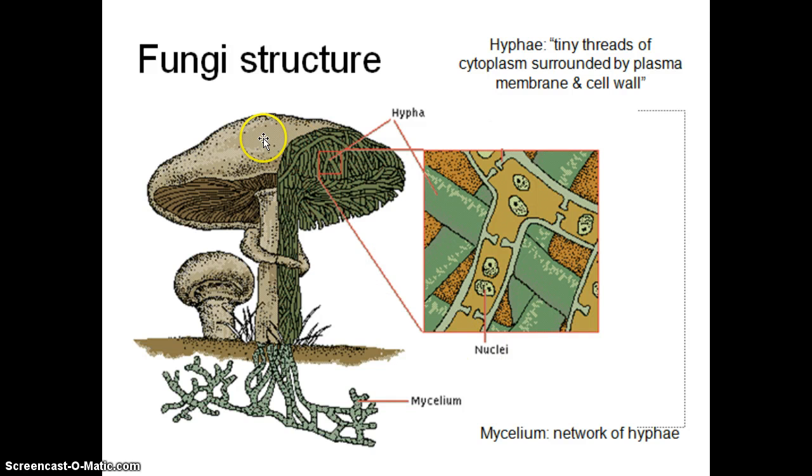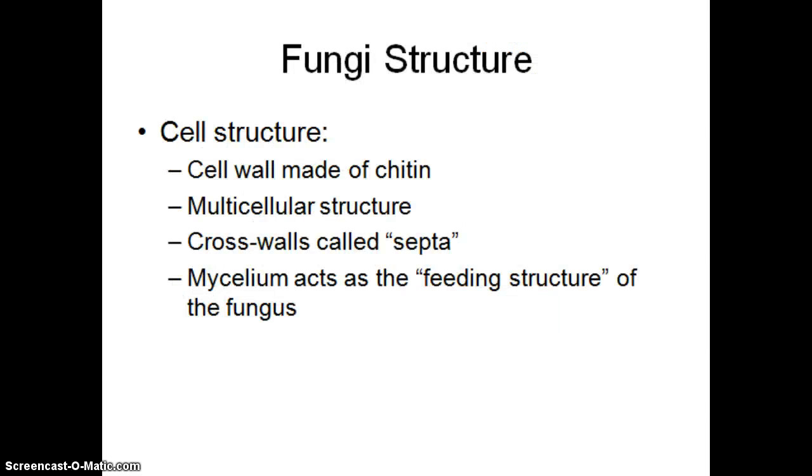So that's our fungi structure. Again, those cell walls are made of chitin, and that's actually highlighted in your textbook. In the honors textbook, it would be on page 404, and again in academic 619. So they can be multicellular. They also can be unicellular. The example of a unicellular fungus would be yeast. The cross walls are called septa, and mycelium, which we find underneath the ground, is the feeding structure of the fungus.